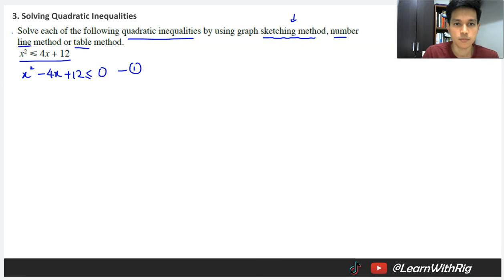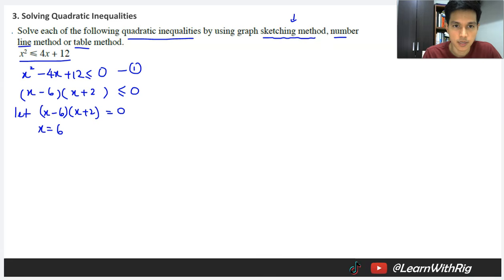Once you have done this, you can factorize. You should get 2 brackets less than or equal to 0. The brackets are x minus 6 and x plus 2. For me to solve this is not as straightforward, so I'm going to make this become an equal sign first. So x minus 6 times x plus 2 equals 0. So x is equal to 6 and x is equal to negative 2.